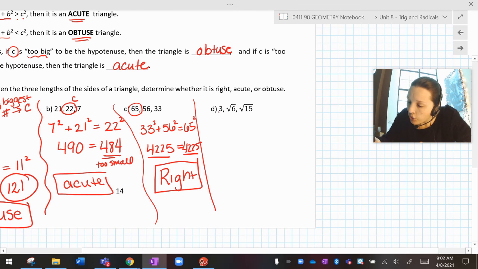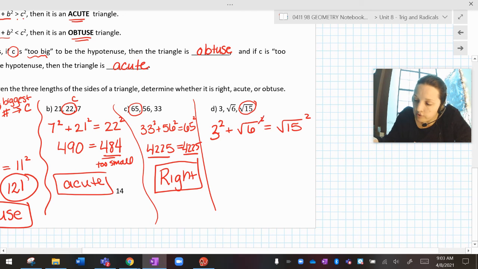All right, last one. 3, radical 6, radical 15. Well, which of those is going to be the biggest? Well, the square root of 6 would be between 2 and 3, and the square root of 15 would be between 3 and 4. So this is my biggest one. A squared plus B squared equals C squared. Squares and radicals cancel. So I have 9 plus 6 equals 15. 15 equals 15. That's another right triangle.